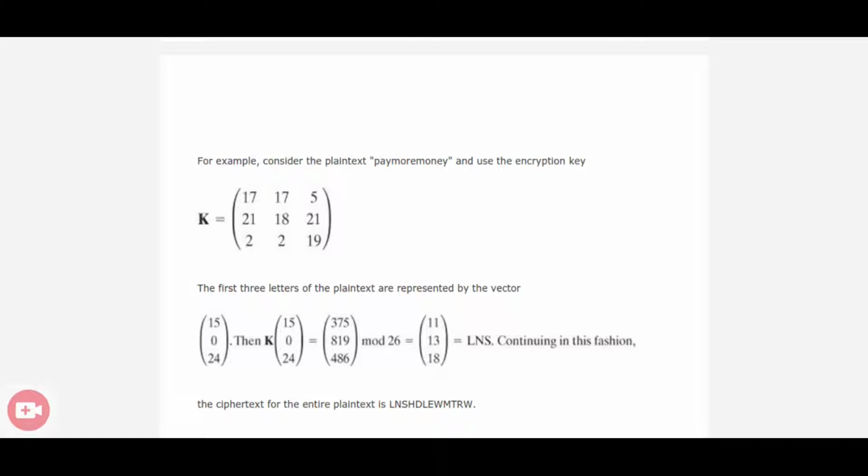Likewise, we can continue for the other plain text letters. Then we get the ciphertext letters LNS, HTL, EWM, TRW. It has no statistical relationship with pay more money. The opponent cannot understand the original message. Clear? This is the Hill cipher mechanism.